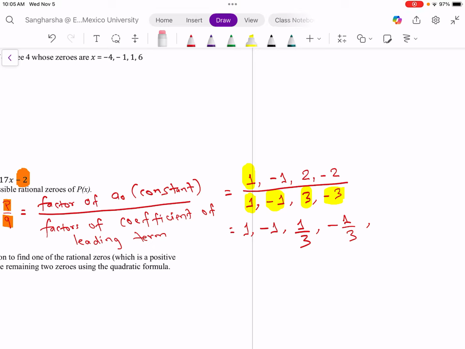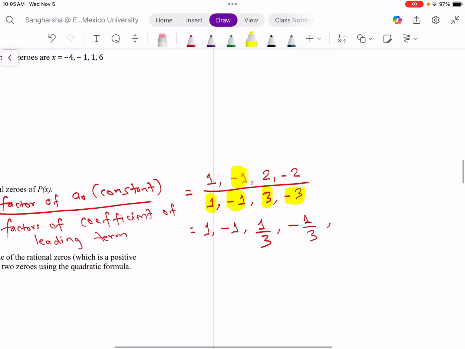Okay, now let's take negative 1 for p. So negative 1 divided by 1 is negative 1, which we already have. Negative 1 divided by negative 1 is positive 1. No need to repeat. Negative 1 divided by 3 is negative 1 over 3. Negative 1 divided by negative 3 is positive 1 over 3.